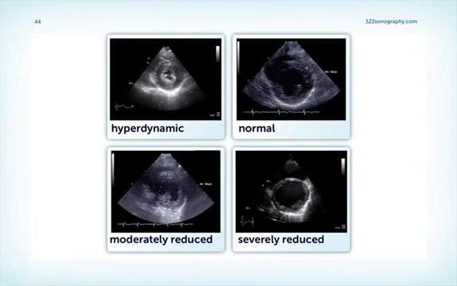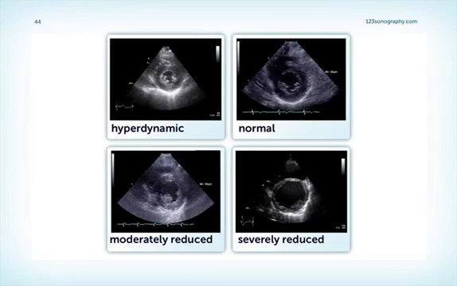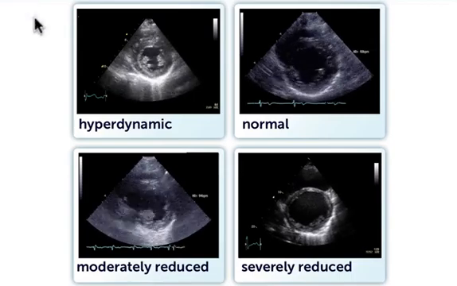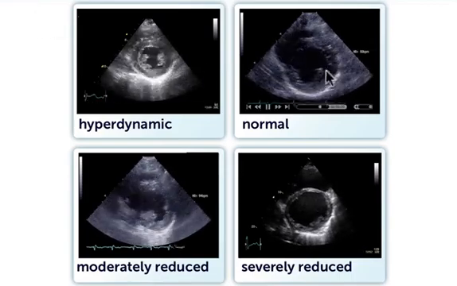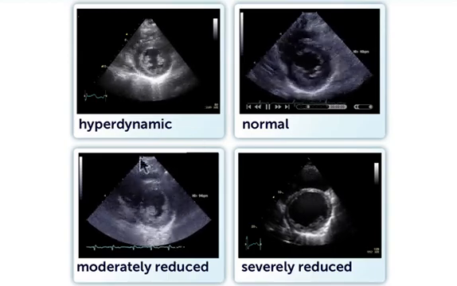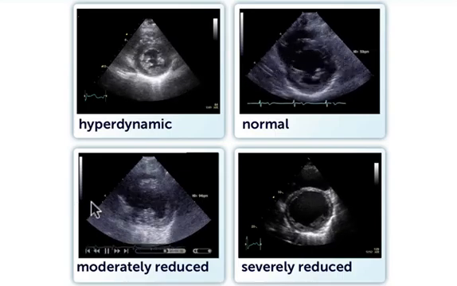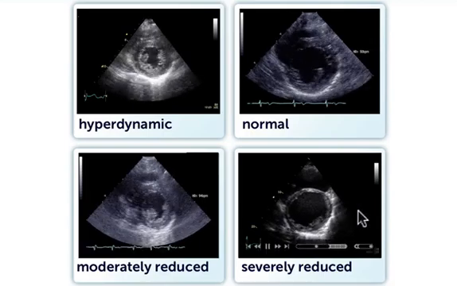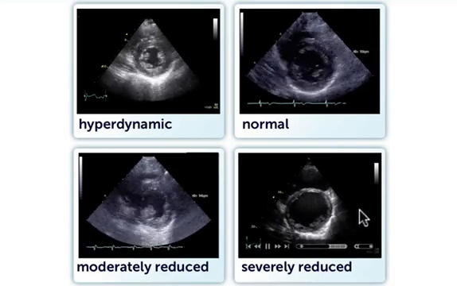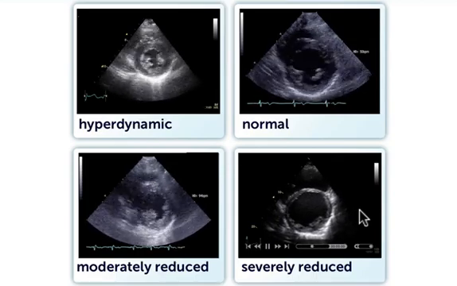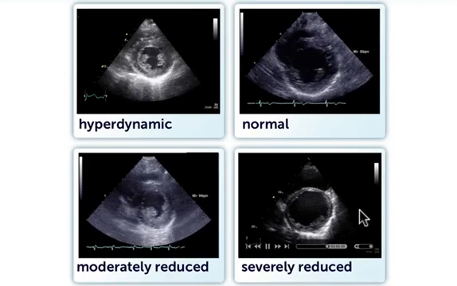I want to show you these image clips to help you get a better feel for the different degrees of left ventricular function. On the left-hand side, you will find a hyperdynamic left ventricle. This is a patient who has a normal left ventricular function. Here it may be difficult to see a patient who has moderately reduced left ventricular function. And I think you all will agree that this patient has severely reduced ejection fraction. Again, compare the different degrees of left ventricular function.